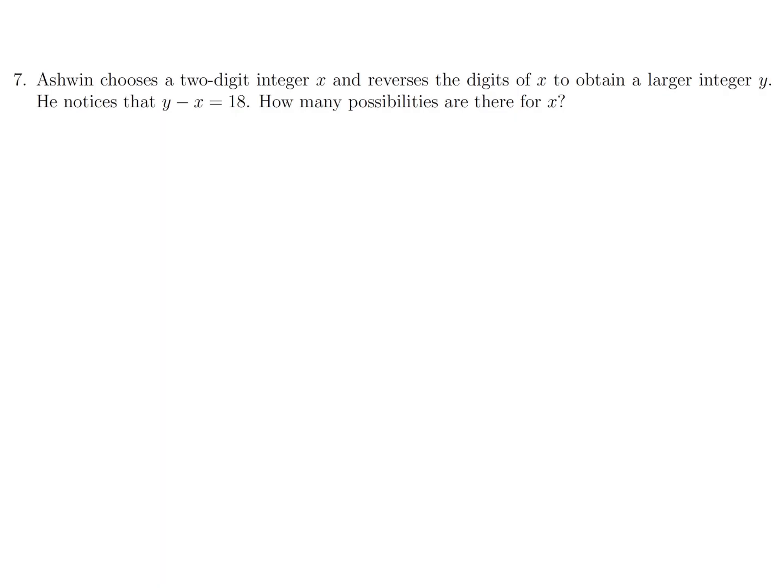Ashwin chooses a 2-digit integer x and reverses the digits of x to obtain a larger integer y. He notices that y minus x is 18. How many possibilities are there? Let's see here. Let's call the integer ab, and that's x. So therefore, y would be equal to ba.